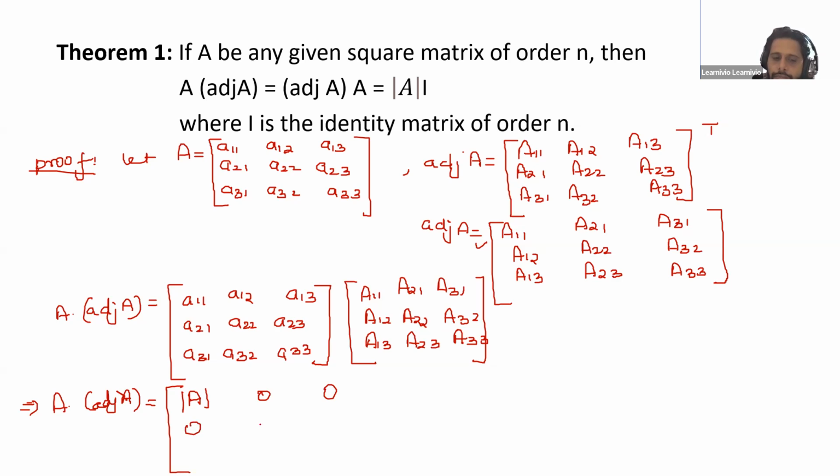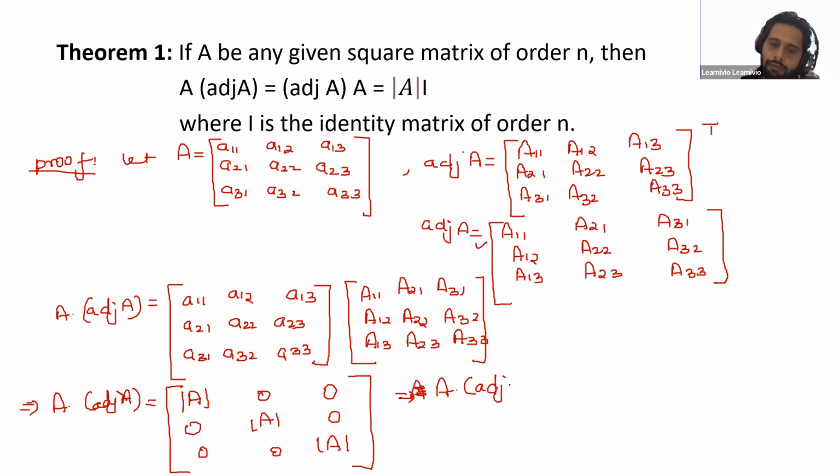Similarly, second row, first column, you will get a 0. Here you will get a determinant. Here you will get a 0. Again 0, 0, and determinant by the same logic. Okay, 0 we will get because we are multiplying the elements of any one row with the cofactors of any other row.